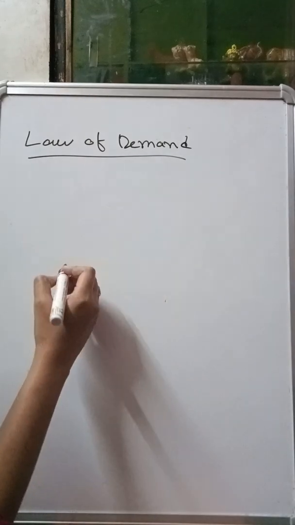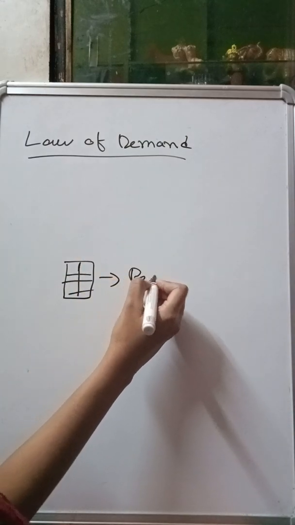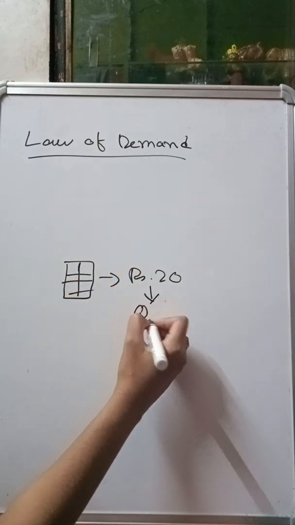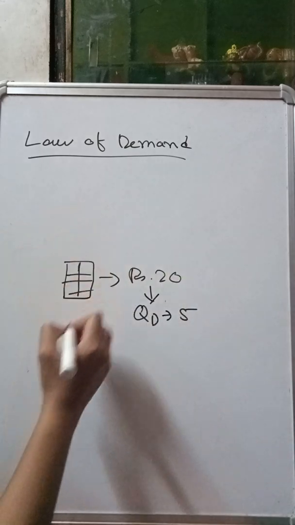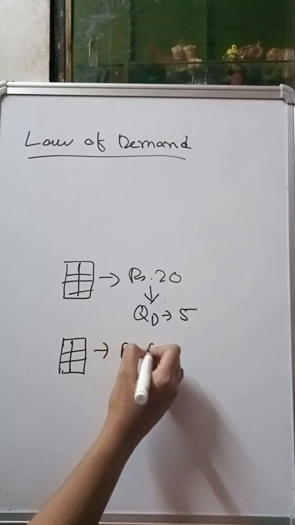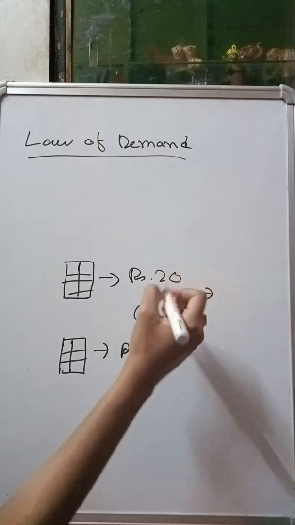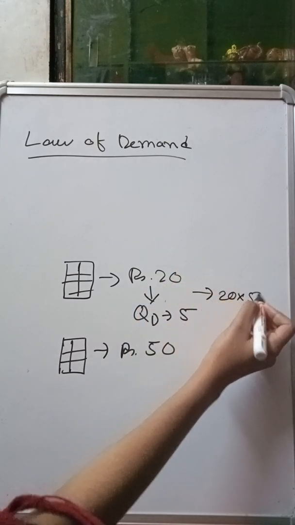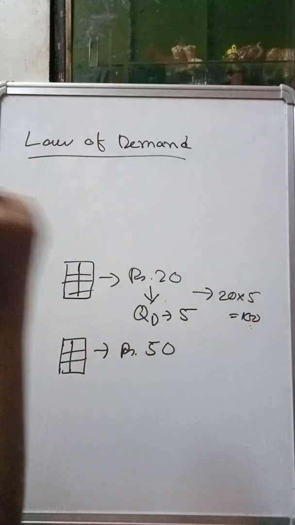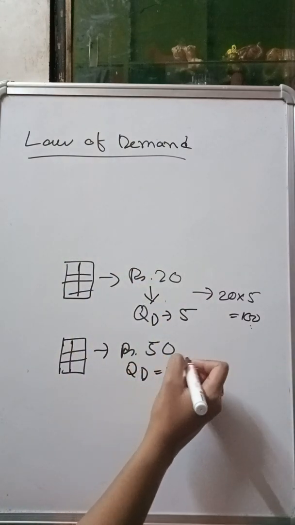Suppose this is a chocolate, and the price of this chocolate is rupees 20. When the price was rupees 20, the quantity demanded by you was 5. Now the same chocolate's price has become, suppose, rupees 50. So what was the total amount of money that you are paying? 20 into 5, that is 100. Now as the price of the chocolate has risen and you have only rupees 100 with you, what is the amount that you can buy right now? You can buy 2, right?